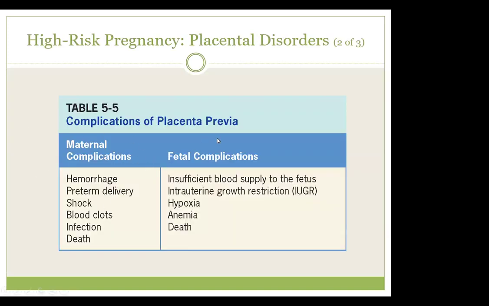So maternal complications of placenta previa: hemorrhage, preterm delivery. If they hemorrhage, they can go into shock. It could also cause blood clots, infection, or death for the mom.